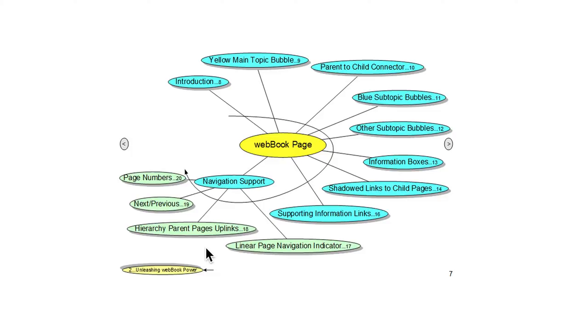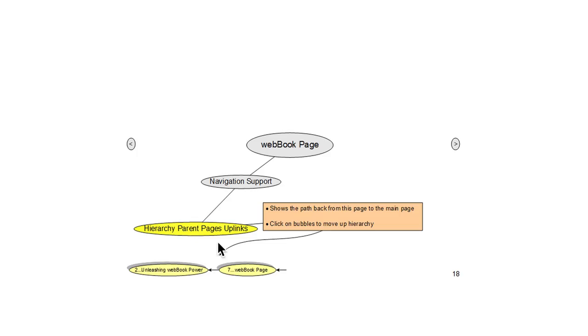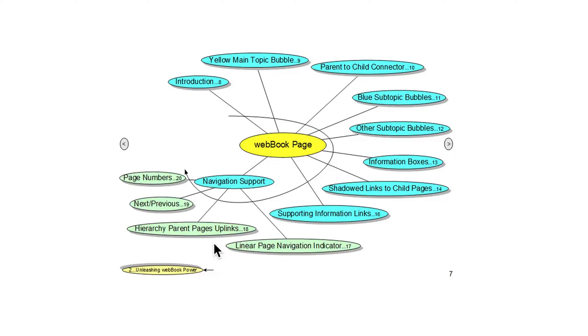Another concept is hierarchy of pages. When you click on a shadowed bubble, it takes you one step down in the hierarchy, but down in the lower left-hand corners are the links backwards, and so this is a link backward to the parent page of the hierarchy.